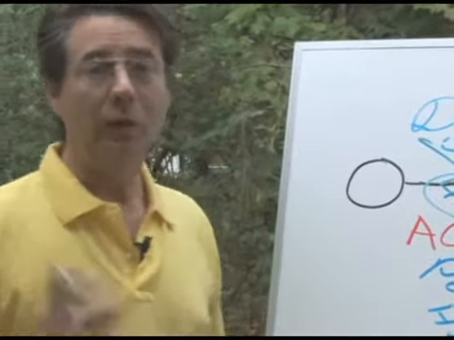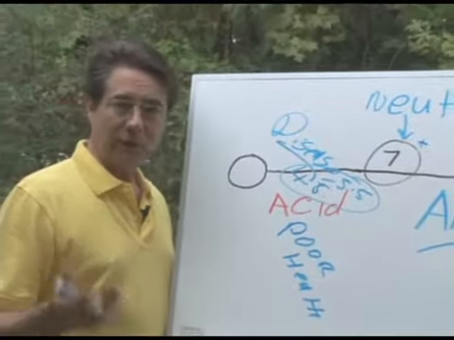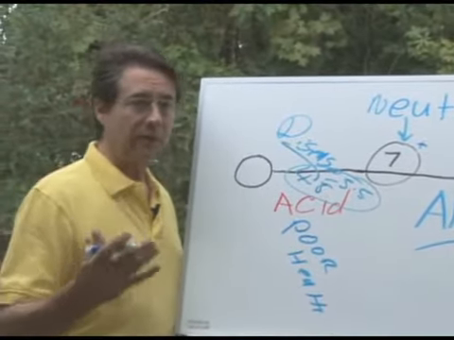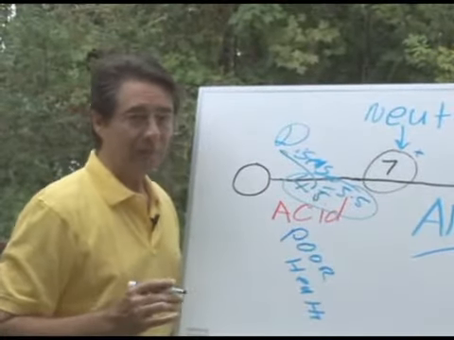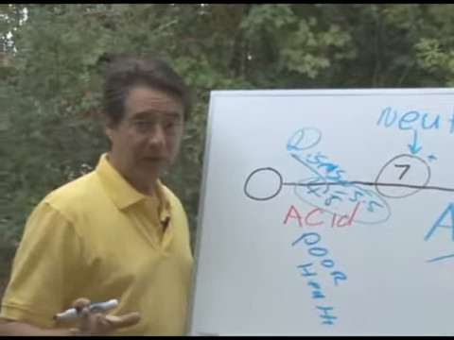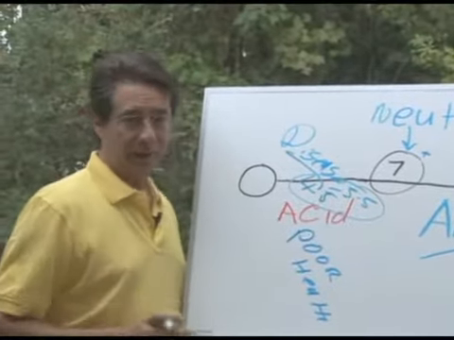Now, where do we want to be? What do we want to do? Well, in the morning, we want to test our pH and find that our pH is at 7 or slightly above. We'll talk about pH testing in just a second, but when you test your pH, if it's below 7, you want to work to get it up to 7.